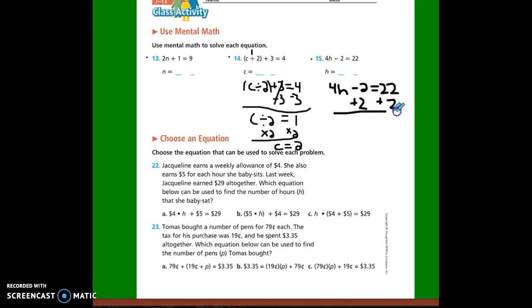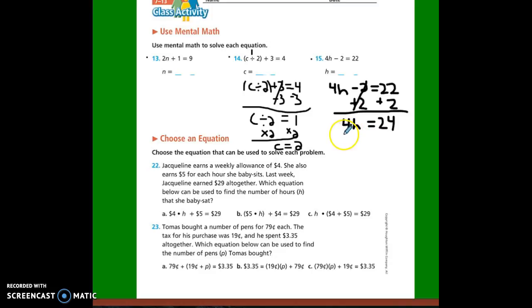So I go ahead and rewrite my equation now. I can get rid of these because they cancel each other out. And I get 4h equals 22 plus 2, which is 24. Now, I want you to think back: when you have the number and the letter next to each other, it actually is multiplying. It's saying 4 times h equals 24.